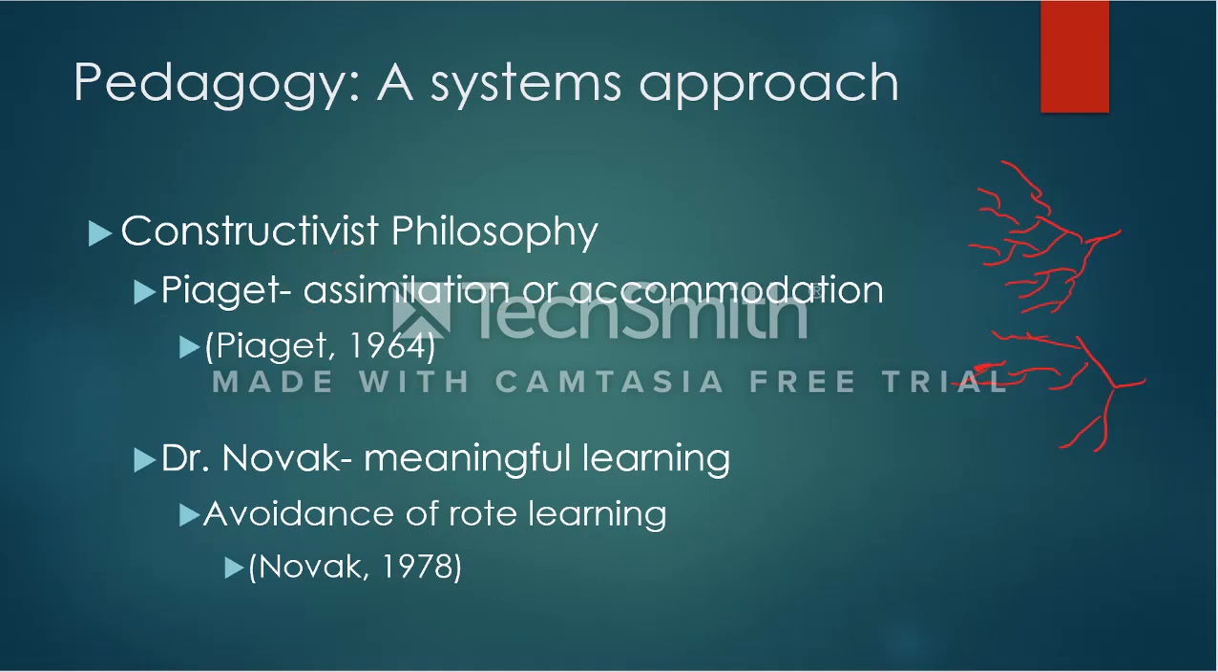All right, so that was Piaget's theory. And then Novak's theory is very similar. He uses different words. Instead of saying assimilation, he talks about meaningful learning. And instead of accommodation, he says rote learning. So what is the difference between meaningful learning and rote learning?